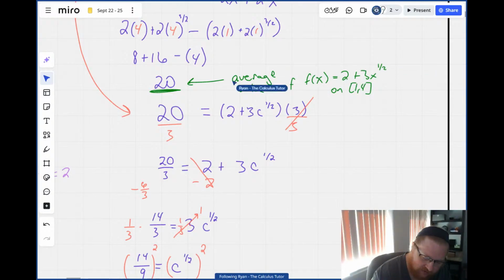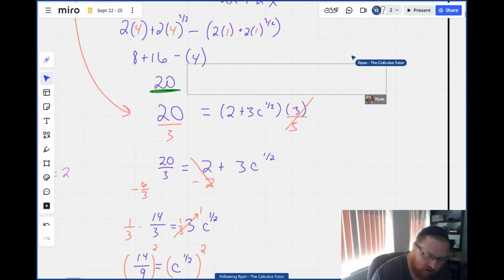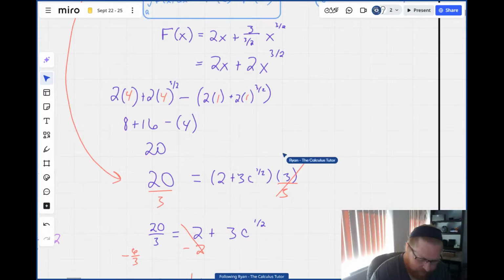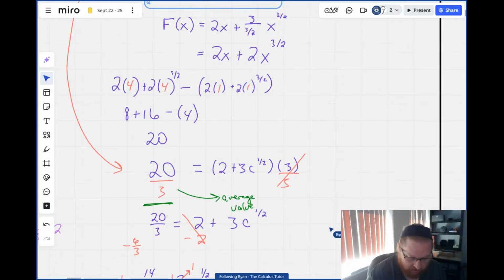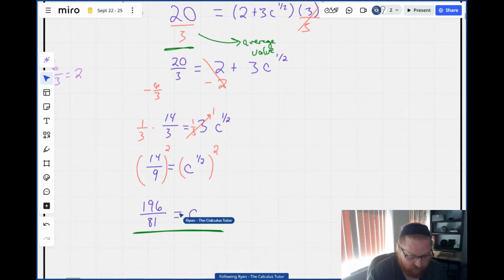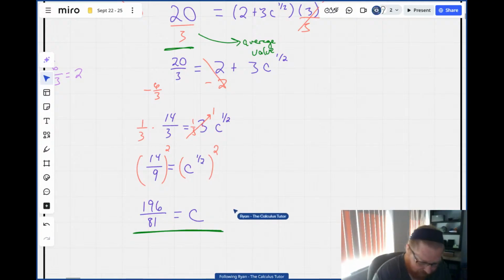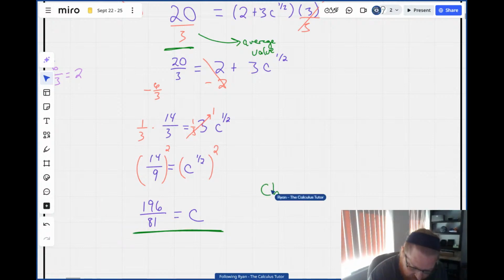And that's a little bit harder to tell. Regardless, so this is our average value. So if we plug 196 over 81 into that function, and we can test it, check our answer.